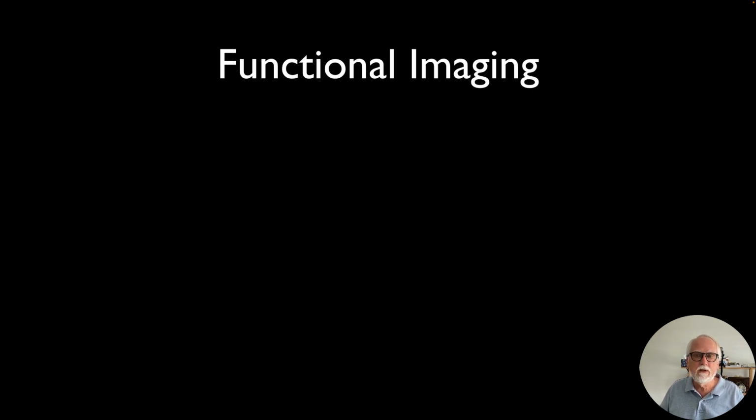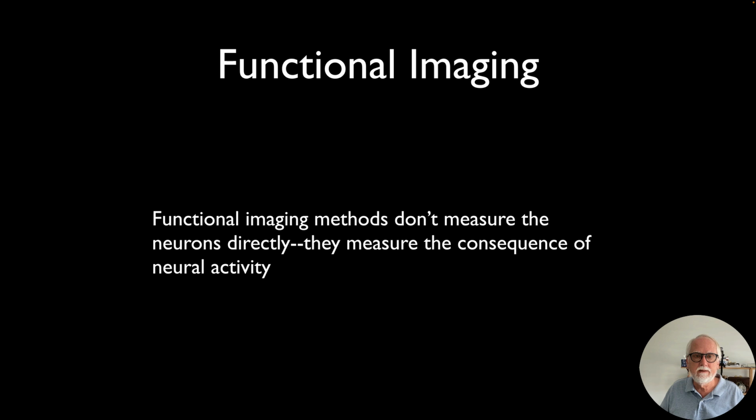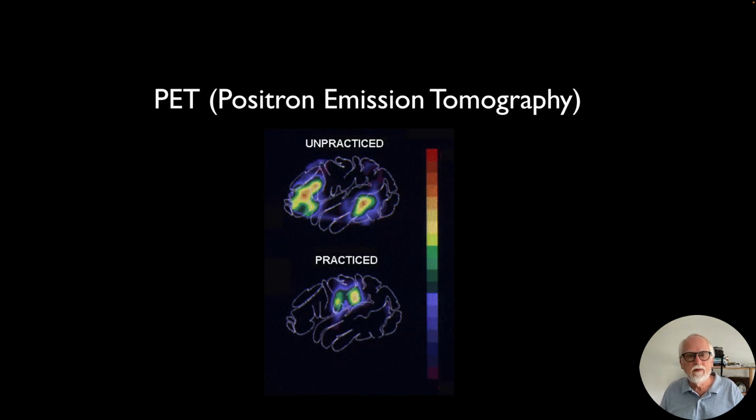Then we have functional imaging measures of brain activity. And these don't actually measure the neurons directly. What they do is they measure the consequence of the neural activity. And some of our most common ones would be PET, positron emission tomography. And this is what PET images look like.